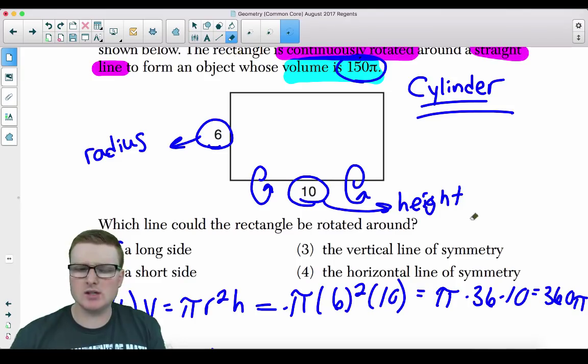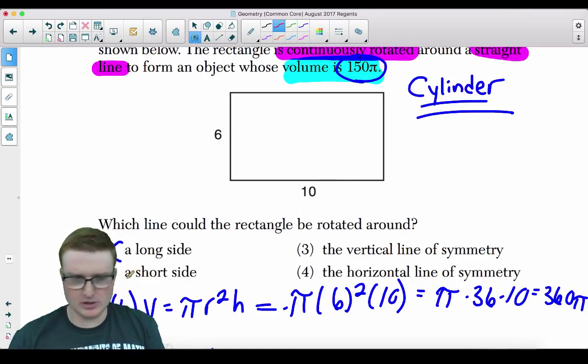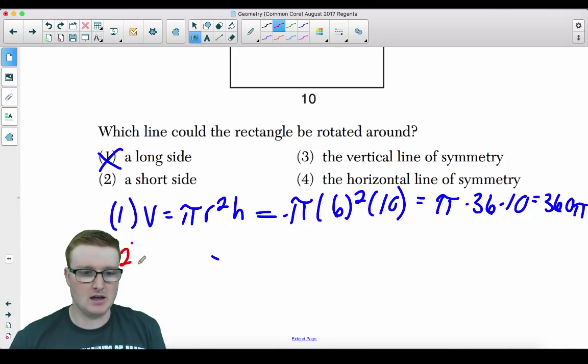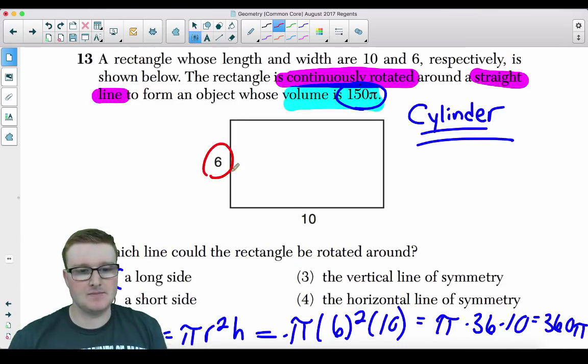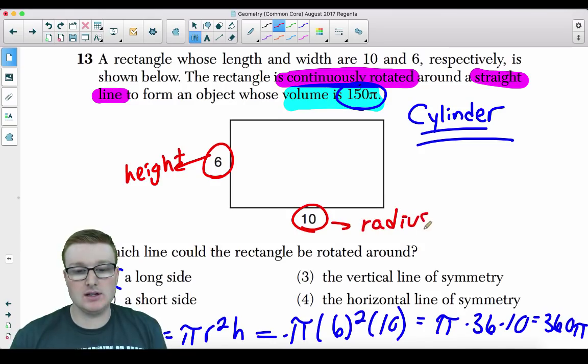You see how this is working so far? Let's keep going with this, and let's see what we could get. Let's take a look at choice 2, a short side. This is your height this time. It's now spinning around the short side, and this is the radius. So really, you're spinning it in this direction, okay?